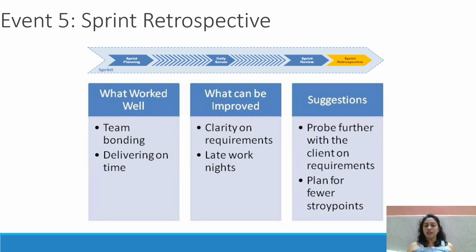Correct. So clarity on requirements, late work nights, or anything you are having that can be improved, goes in that column. Okay, then suggestions: probe further with the clients on the requirements, plan for fewer story points, or something. So these are three questions, three columns you can mention. You can put them in a retrospective meeting and create this. You can put it on Confluence pages or something so that everyone can see what exactly happened in the last sprint. Correct.